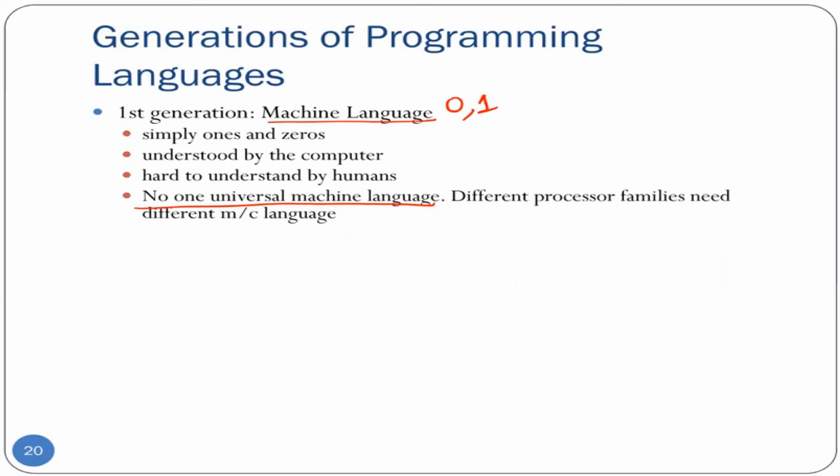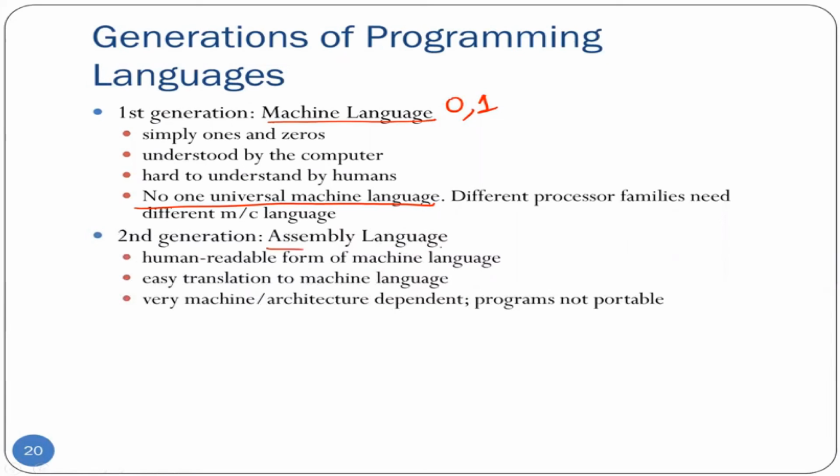Okay, so because of these several limitations of machine languages, the second generation of programming languages came along, which was basically the assembly language.